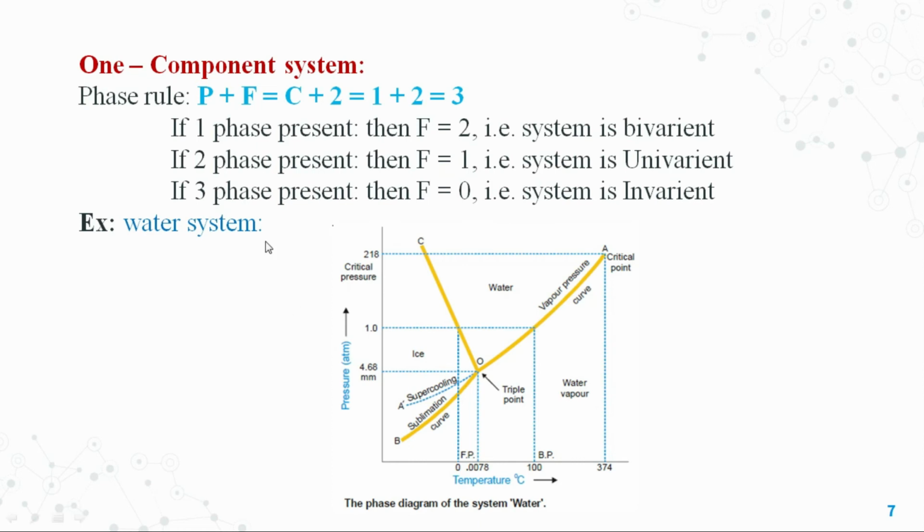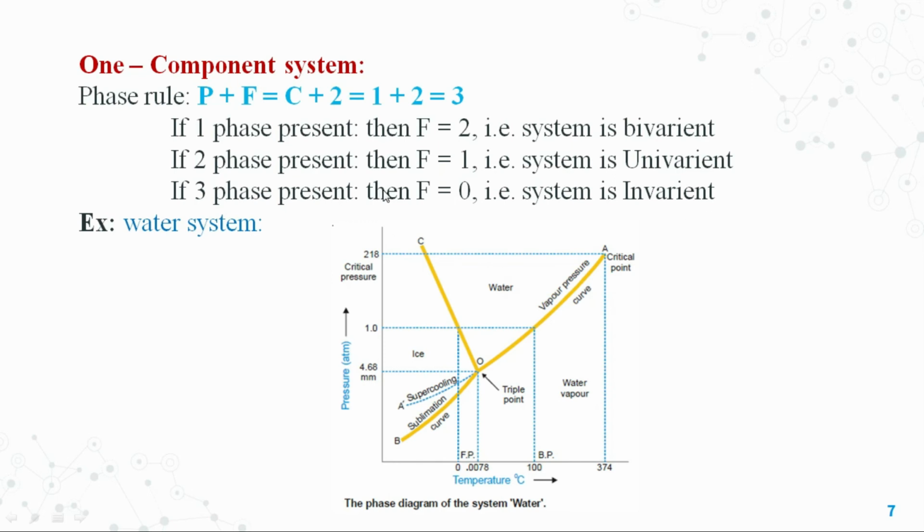According to the phase rule, P plus F equal to C plus 2. In a one component system, C is equal to 1, so P plus F equal to 3. At a particular stage, if only one phase is present, then the degree of freedom F is equal to 2. That means the system is bivariant. If two phases are present, then the degree of freedom F equals 1, so the system is univariant. And if three phases are present, then F equals 0, the system is invariant.